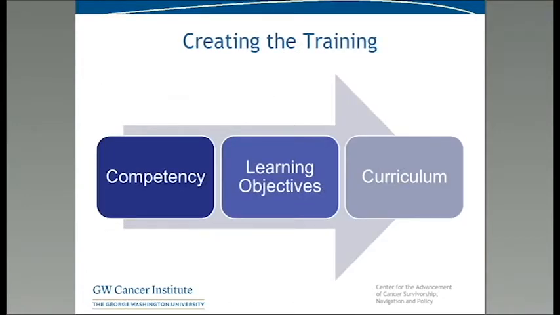The training will be approximately 40 hours of self-paced learning. It's based on adult learning theory, so it's interactive, multimodal, and includes a pre-post evaluation, as well as supplemental resources for learning.